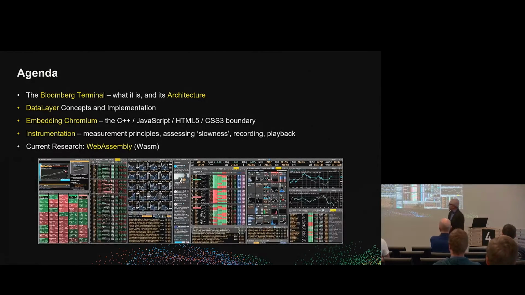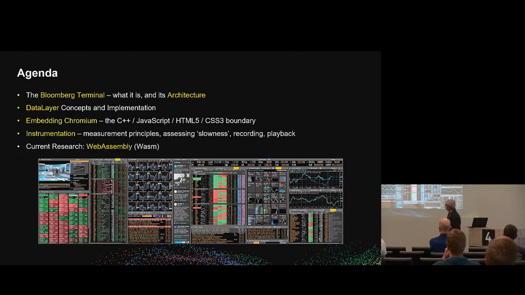So the agenda is really talking about this terminal, talking about one of the core systems embedded into this terminal called data layer, which is a layer that processes data. We're not so good at names for things. I'm also going to talk about embedding Chromium. Pretty much all of our GUI is rendered using open source Chromium embedded browser core. And I'm going to talk about what that means in our world.